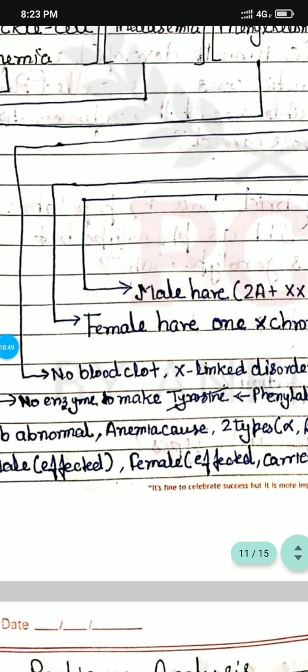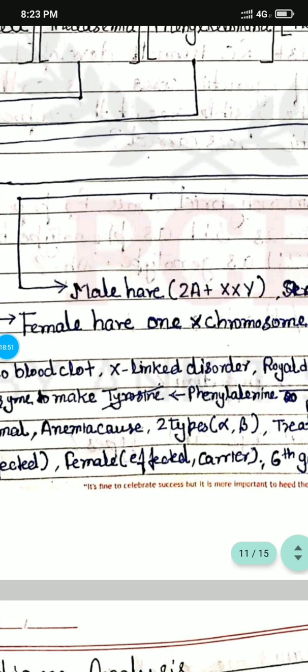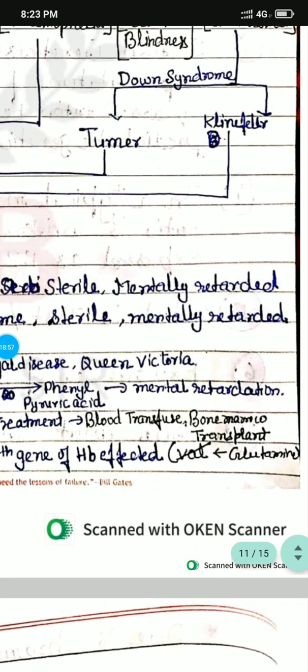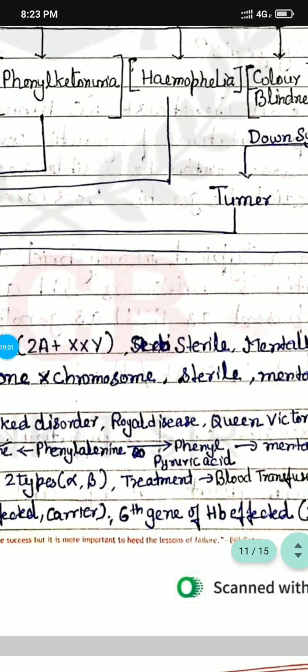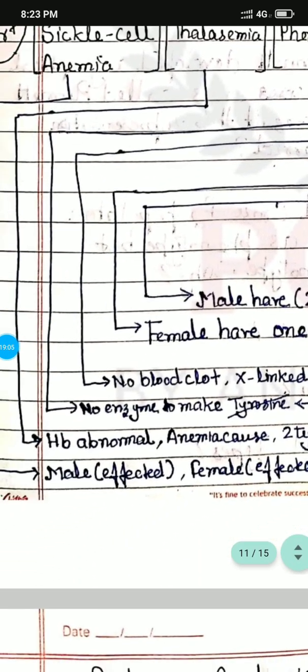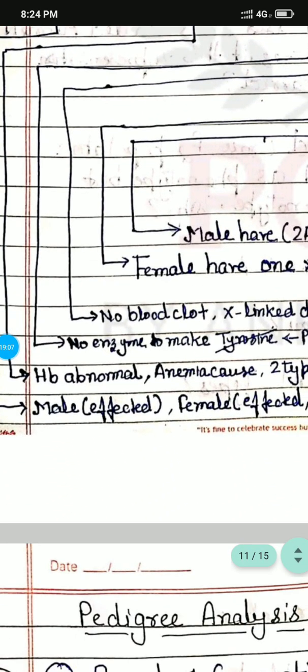Now the next one, thalassemia. Here the hemoglobin becomes abnormal. Anemia can be caused. It is of two types: alpha thalassemia and beta thalassemia. Treatment includes blood transfusion and bone marrow transplant. Now the third one is phenylketonuria. I'll show you how phenylketonuria works.